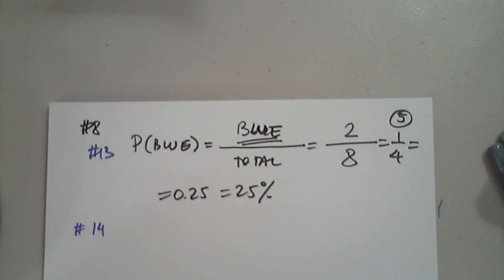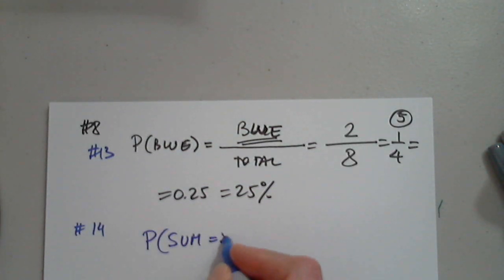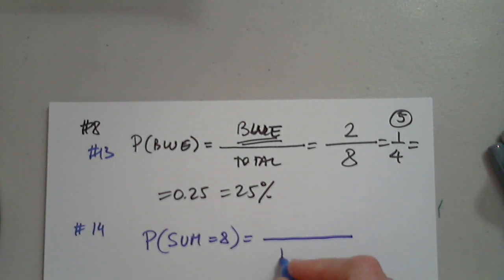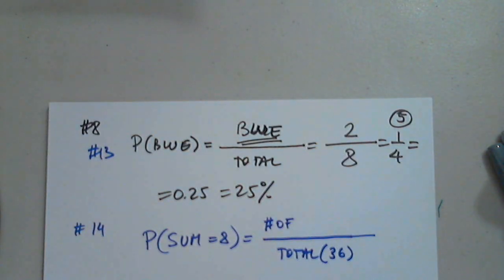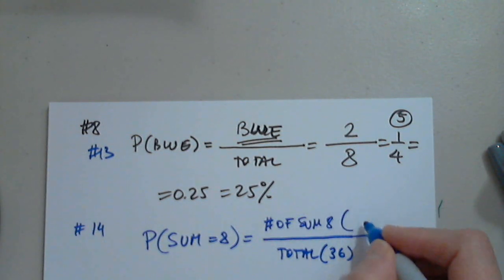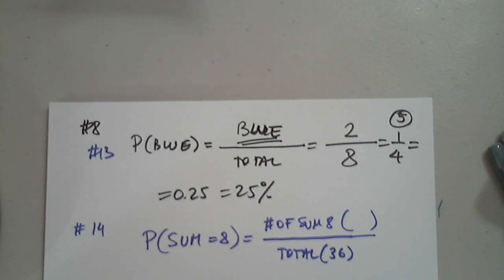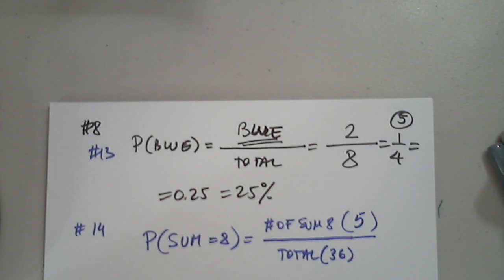So the probability for a sum equals 8. Out of the total, which we know is 36, we have the number of outcomes with sum 8, and we'll see how many. Sum of 8: 6 and 2, 5 and 3, 4 and 4, 3 and 5, 2 and 6. As you see, there are 5 for sum of 8. So this is 5 divided by 36.